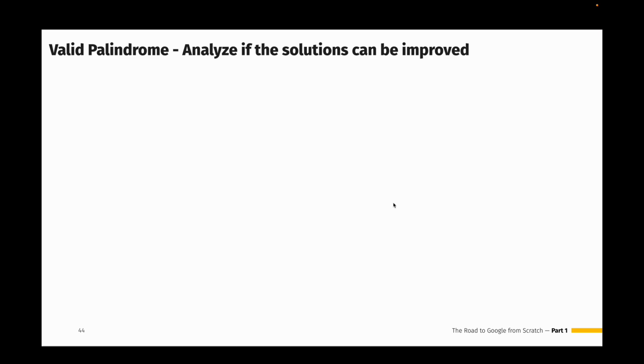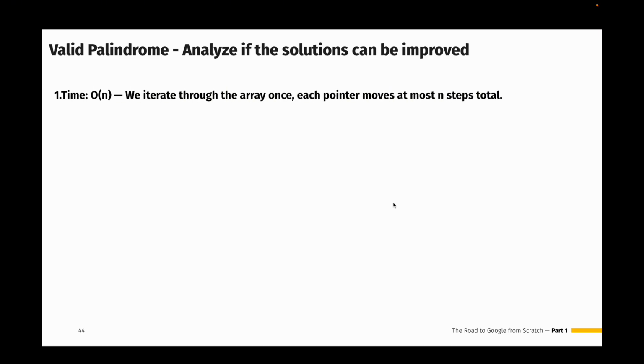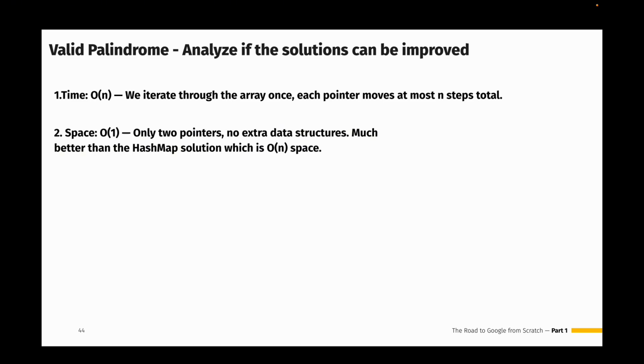Now let's analyze our solution. So the time complexity is O(n) because we iterate through the array once, and each pointer moves at most n steps total. And the space complexity is O(1) because we have only two pointers, no extra data structures, and this solution is much better than the first one because there we used a hash map, and the space complexity was O(n). So I think that our solution is good, and we can keep it how it is.